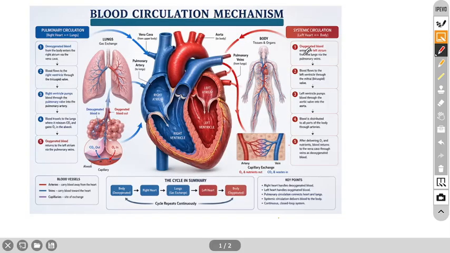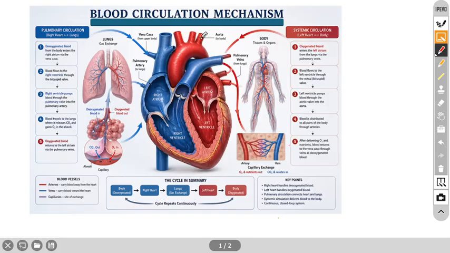Oxygenated blood enters the left atrium from the lungs by the pulmonary vein. Then blood flows to the left ventricle through the mitral or bicuspid valve, right? Then the left ventricle pumps blood through the aortic valve into the aorta. Then blood is distributed to all parts of the body through the arteries.